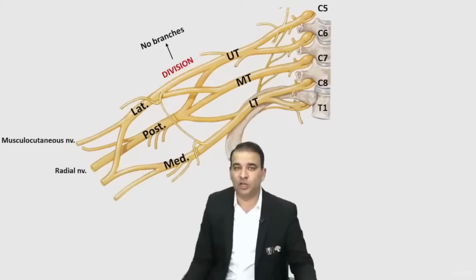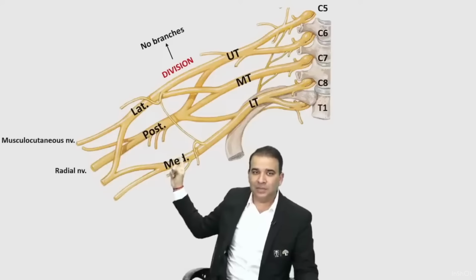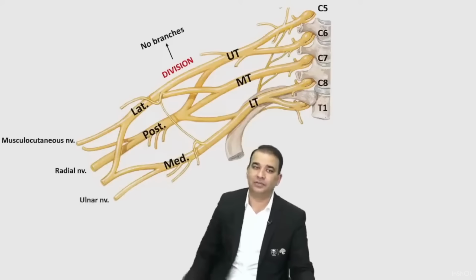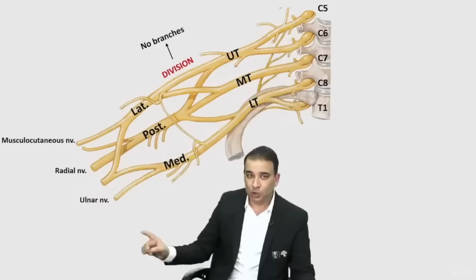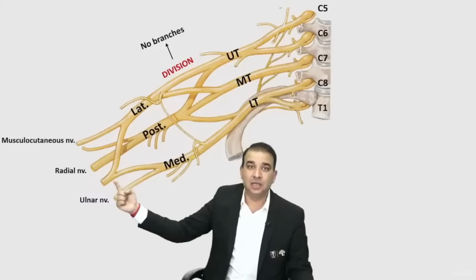The radial nerve is a continuation of the posterior cord. Although you can see the axillary nerve also there, the radial nerve is what you need to focus on. And the medial cord continues as the ulnar nerve. The medial cord and lateral cord together will give rise to another nerve. Look at that nerve, and that is the median nerve, guys.